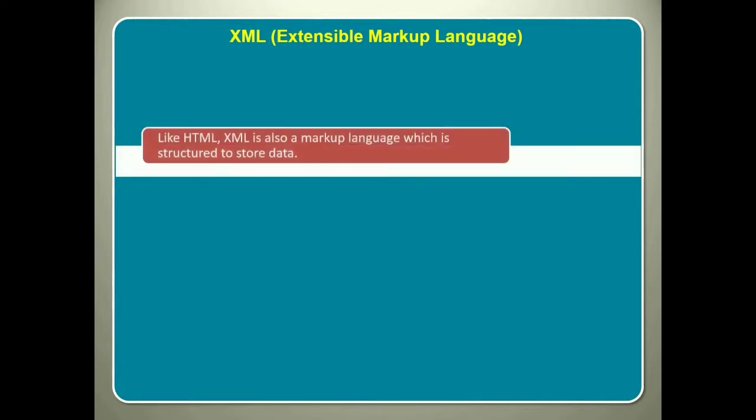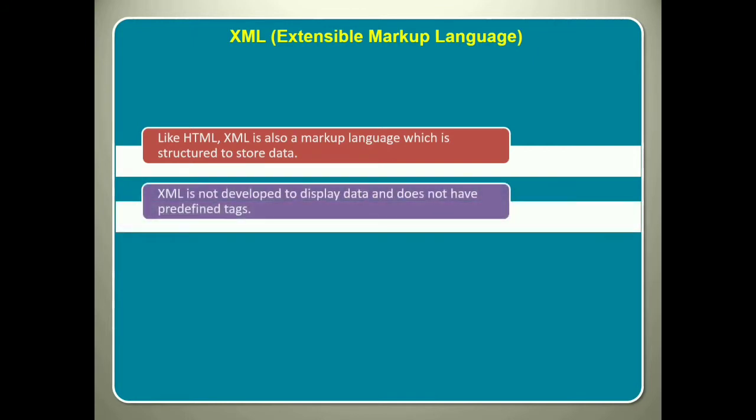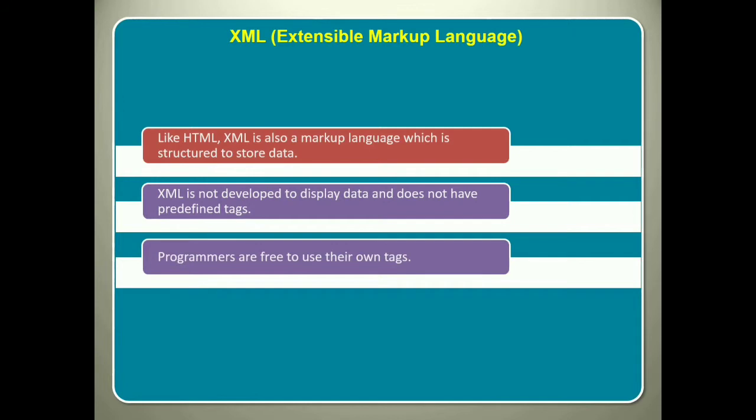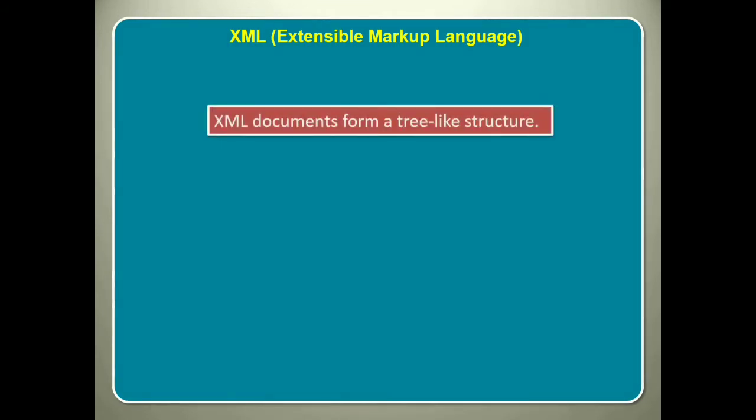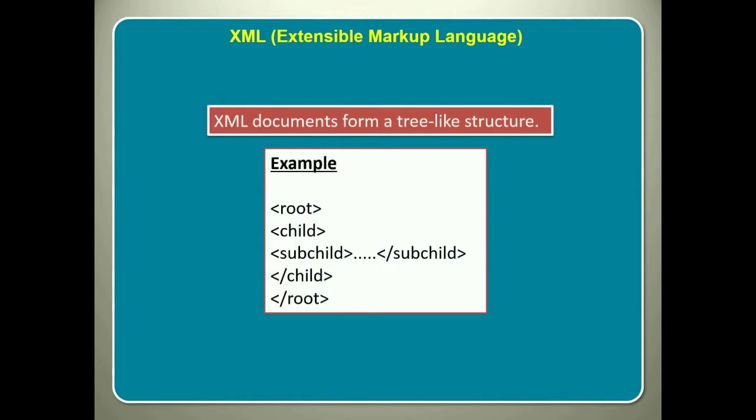Next is about XML, Extensible Markup Language. Like HTML, XML is also a markup language, which is structured to store data. XML is not developed to display data and does not have predefined tags. Programmers are free to use their own tags. XML is case-sensitive, self-descriptive, and a W3C recommendation. XML documents form a tree-like structure as shown in the on-screen example.